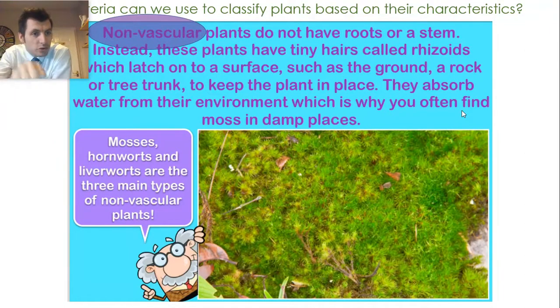They absorb water. They bring up the water in the same way the roots did, but they absorb water from their environment. Okay, but they don't have the roots themselves. But both types of plant, vascular and non-vascular, both absorb water. Some examples of these non-vascular types are mosses, hornworts, and liverworts.